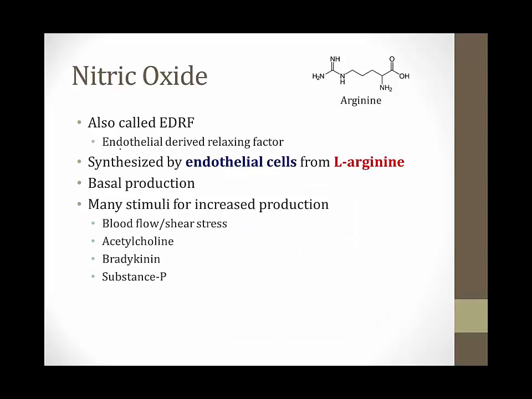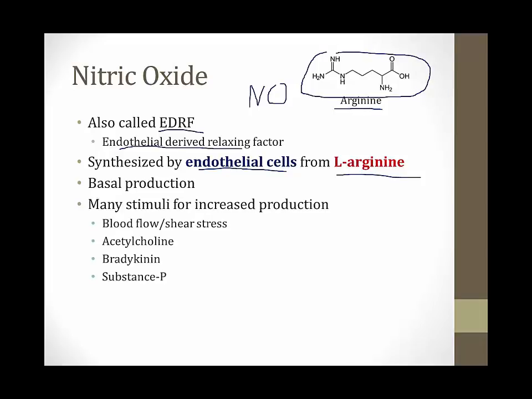Nitric oxide is also called endothelial-derived relaxing factor, or EDRF, and if you remember this name, it's a very easy way to remember what nitric oxide does. It's synthesized by endothelial cells from the amino acid L-arginine. This is the structure of arginine on the screen here. Nitric oxide is just a nitrogen bound to an oxygen, and you can see that arginine has lots of nitrogens and oxygens in it that can be used to make nitric oxide.